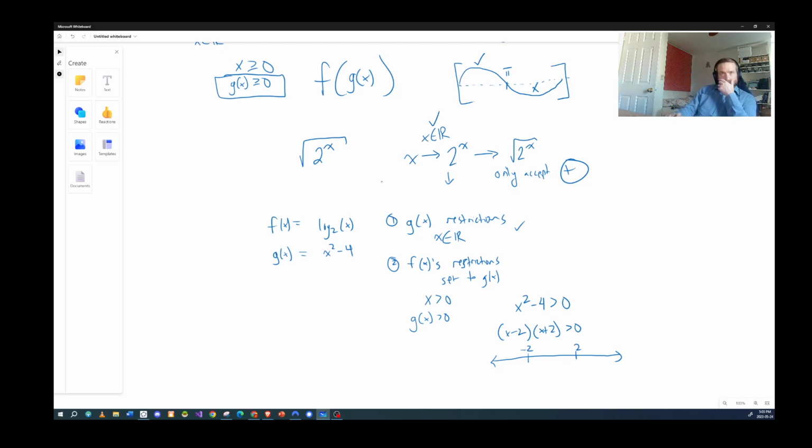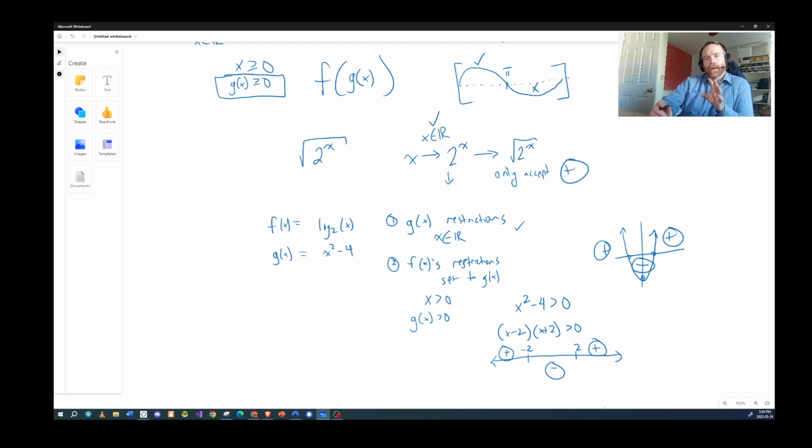positive 2. Now if you think about this, this is an upward opening parabola that would be positive over here and positive over there, but negative in between, right? And you sort of have to think about what this graph looks like. It goes down 4 and looks something like that, right? And so it's negative in this region, but it's positive in these regions.